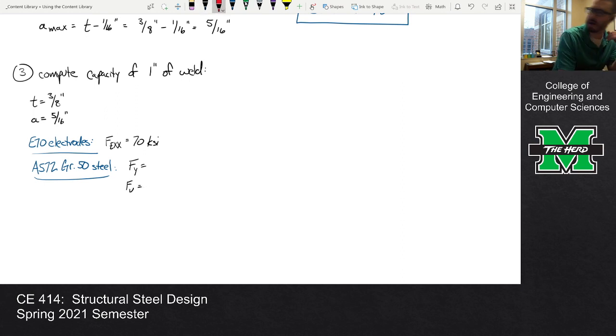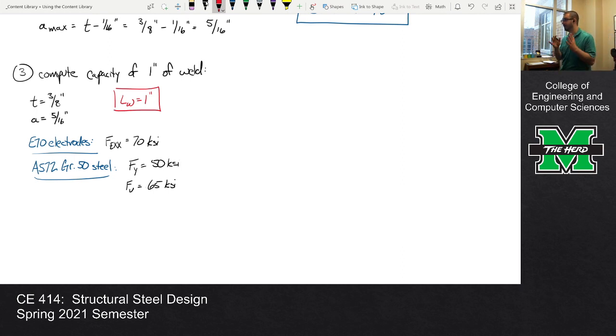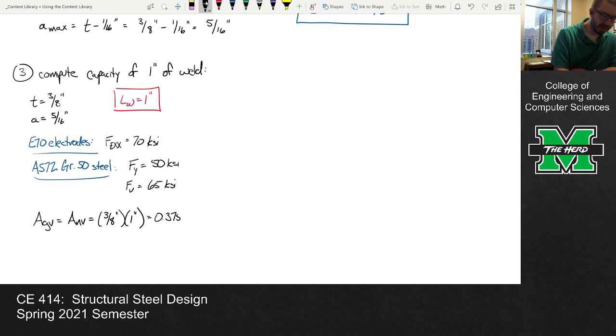And the other thing we should keep in mind, I see that picture there, that avatar. Okay, this is 50 ksi and 65 ksi. Now, the kicker to keep in mind is that for this calculation, the length of the weld is 1 inch, because we're determining the capacity of a single inch of weld. All right? So while we're at it, we can say that AgV is AnV, which is 3/8 times 1. And so we could say that's like 0.375 inches squared. Just go ahead and have that done.